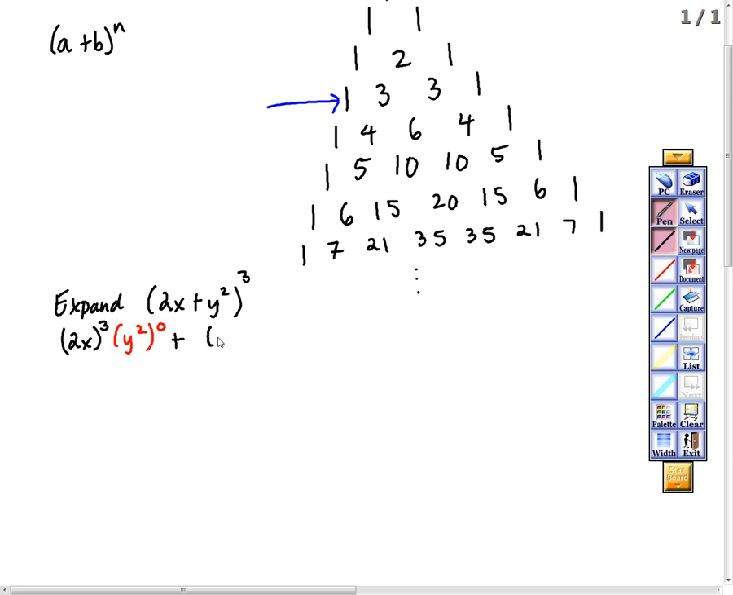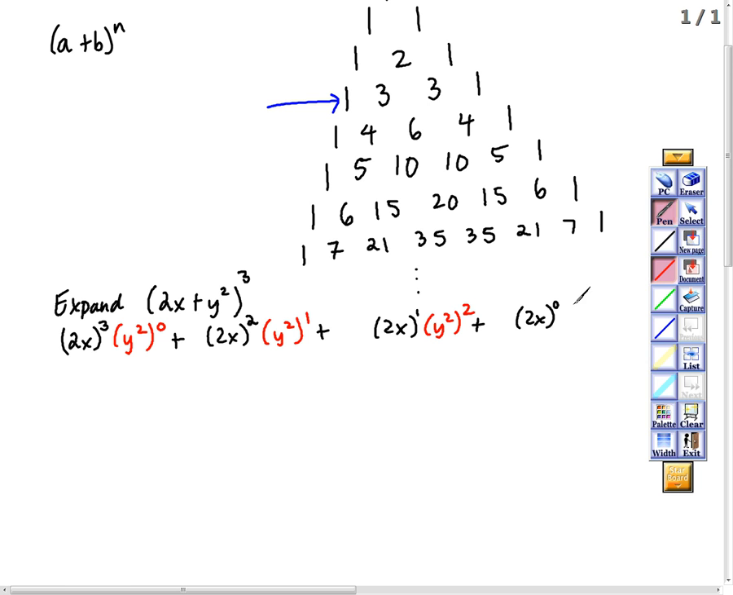So this next one is 2x squared, and then the y squared power raises by 1. Then we'll have 2x to the 1, and then y squared to the 2. Then we'll have 2x to the 0 and y squared cubed. So we're not quite done, but let's talk about what we've done. The first piece in the parentheses, powers go 3, 2, 1, 0. The second term in the back goes 0, 1, 2, 3 for powers. Then we use these numbers from Pascal's triangle as coefficients. I'm going to put them in blue: a 1, a 3, a 3, and a 1.